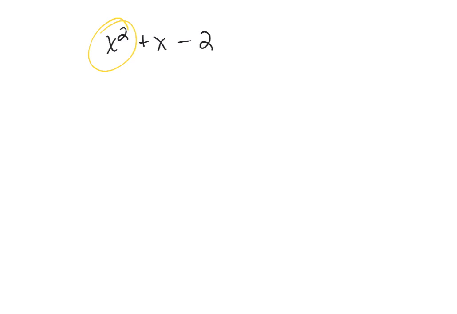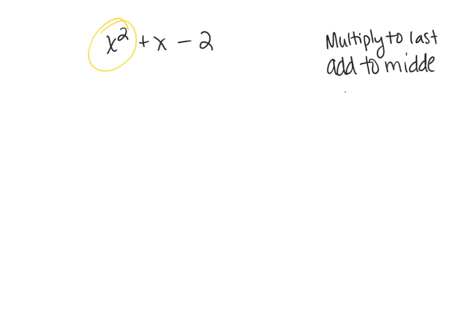just an x squared. There's two things that you have to have happen. You need to multiply to your last term and add to your middle term. So in this case, we need to multiply to -2, but add to 1. All right, I'm getting that from our last term and our middle term. So you look for a pair of numbers that's going to multiply to -2, but add to 1. And in this case, 2 and -1 will be the two answers.